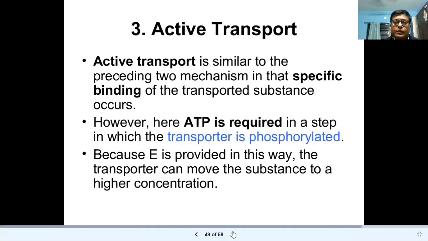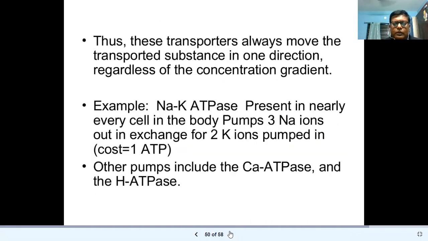Now, what is active transport? It has a specific binding site for the transport molecule, but ATP is required here, and the molecule is moving against the concentration gradient, from the lower concentration to the higher concentration. Like the sodium potassium ATPase pump present in nearly every cell. It pumps 3 sodium ions out in exchange for 2 potassium ions pumped in.